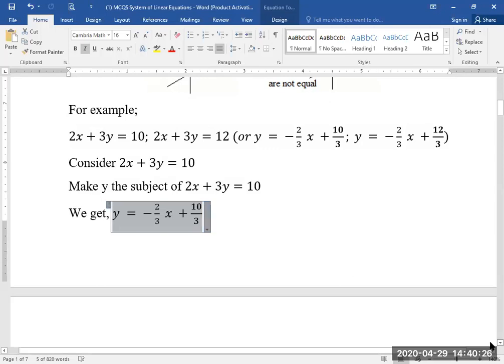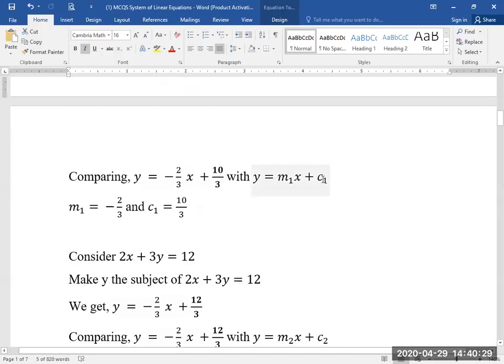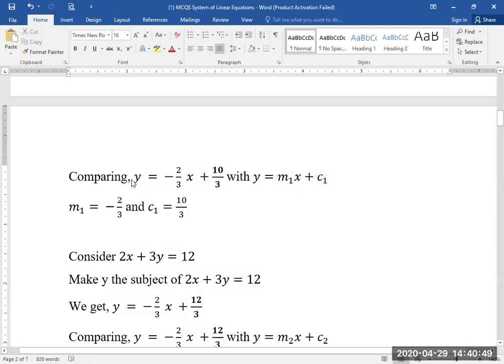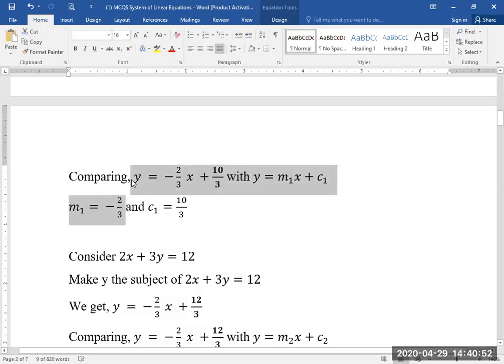And we know, students, the general equation of a line is y = mx + c. I consider m1 and m2 because there are two equations that I have considered. Therefore, if we compare these two equations, students, then we find m1 is equal to -2/3 and c1 is 10/3. c1 is the y-intercept and m1 is the slope of the line.